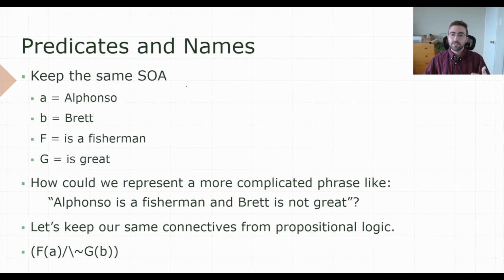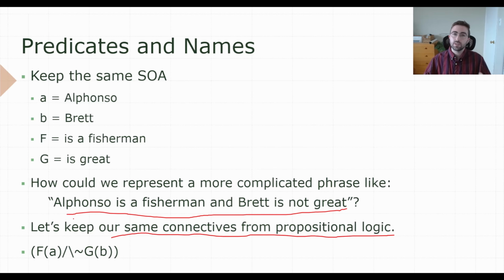We can also represent more complicated phrases in our new predicate language. So if we want to say Alfonso is a fisherman and Brett is not great, right? Well, lucky for us, we're going to keep our same connectives from propositional logic. So we still have our and symbol, we still have our or symbol, we have our not symbol, we have our if-then arrow, and we have our if and only if double arrow, right?